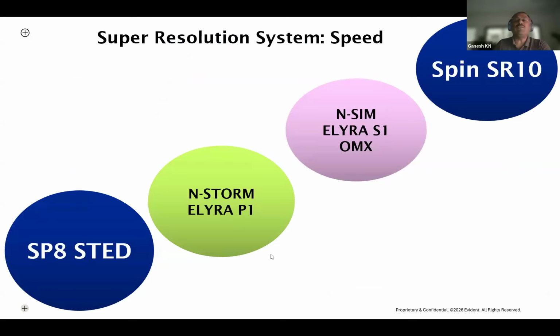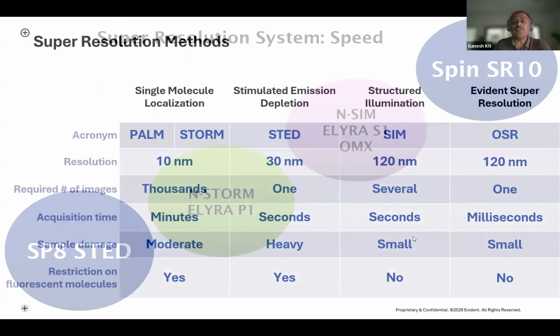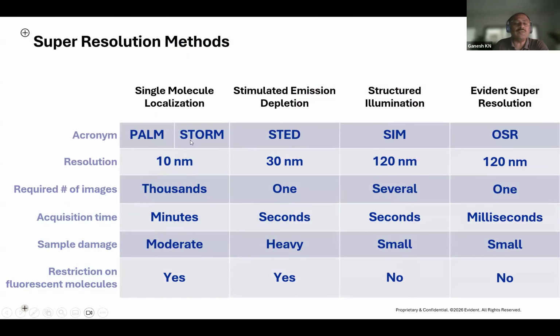If you want speed as well as resolution, the spinning disk based super resolution microscope can be a better choice than any other technique giving better spatial resolution. This is just a comparison. Here, the single molecule localization microscope was giving an excellent resolution of 10 nanometers. STED was giving 30 nanometers. Structured illumination was giving 120 nanometers. We were okay with 120 nanometers, but we wanted better speed. That is achieved by the super resolution confocal microscope from Evident.